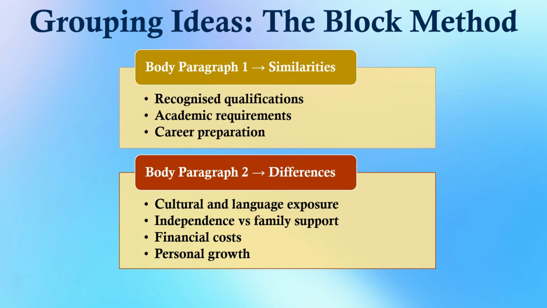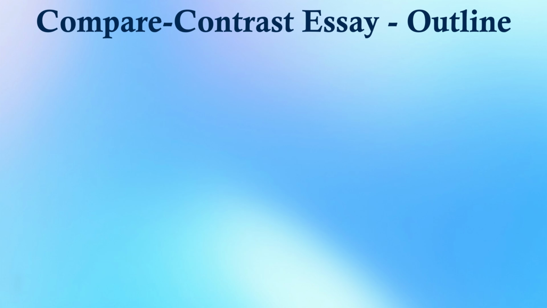Notice that we do not use every brainstormed idea. We select the strongest and most relevant ones. Each paragraph has one clear purpose. When the examiner reads your essay, they should immediately understand what that paragraph is doing. That clarity improves coherence, which is very important for Band 7 and above. Planning refines our thinking. Now let's look at the final outline before writing.